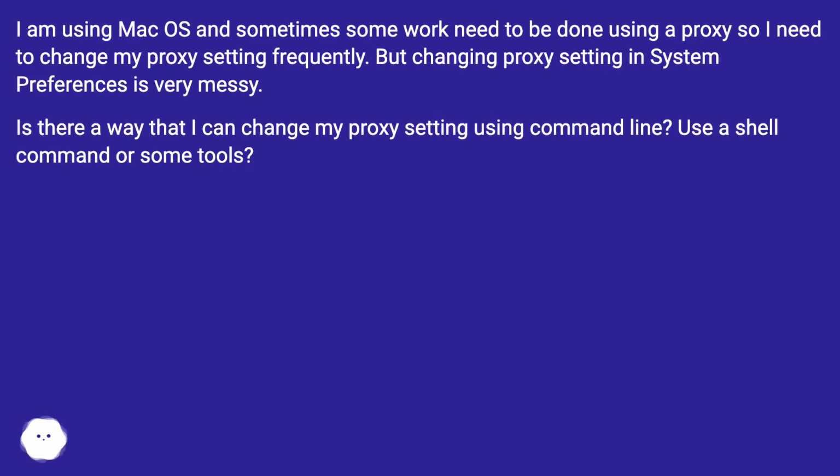I am using Mac OS and sometimes some work needs to be done using a proxy, so I need to change my proxy setting frequently. But changing proxy setting in System Preferences is very messy. Is there a way that I can change my proxy setting using command line? Use a shell command or some tools?